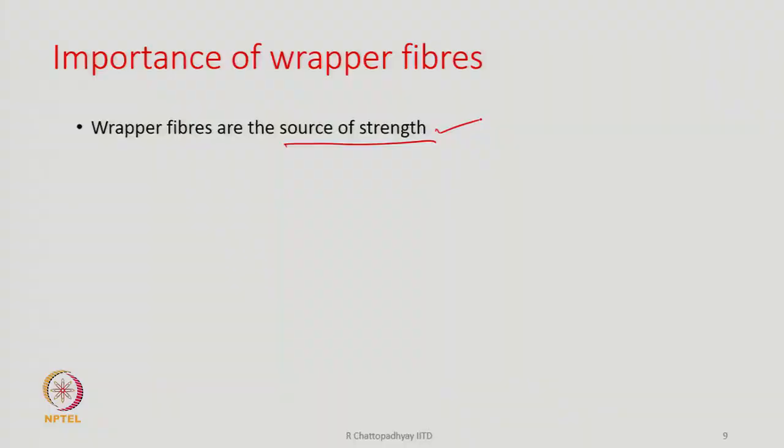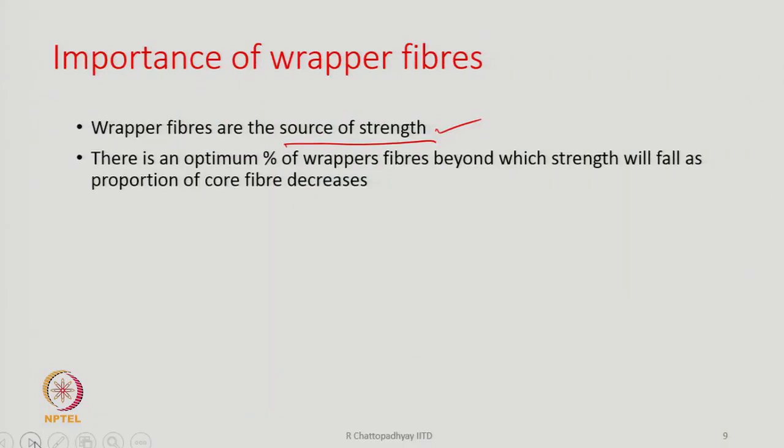So, tension will develop, and because of that radial pressure will be generated, and hence most of the core fibers, which are most of the time parallel or have very little twist, are not going to slip easily, because transverse pressures will be generated by the wrapper fibers. Therefore, wrapper fibers are the source of strength in the case of air jet spun yarn.